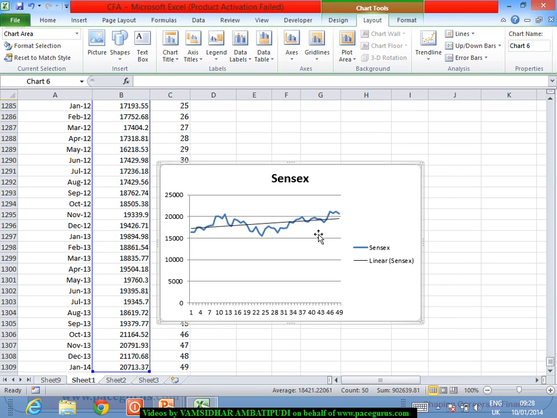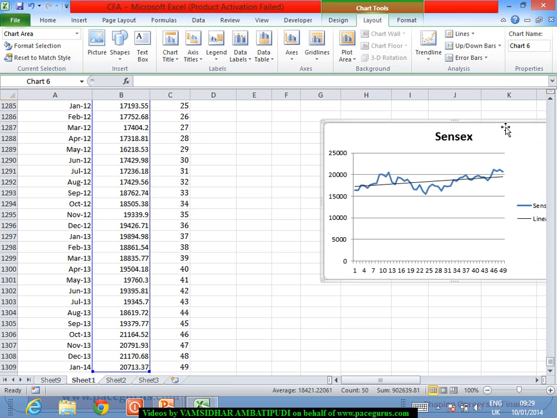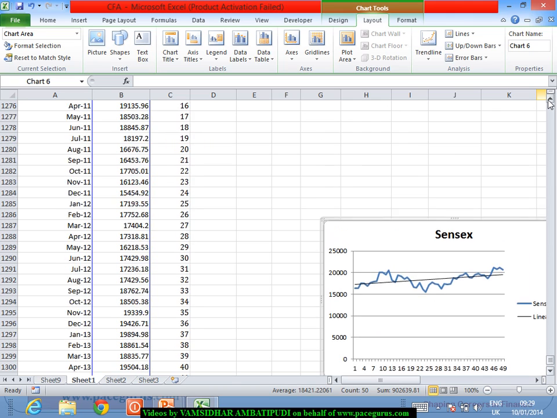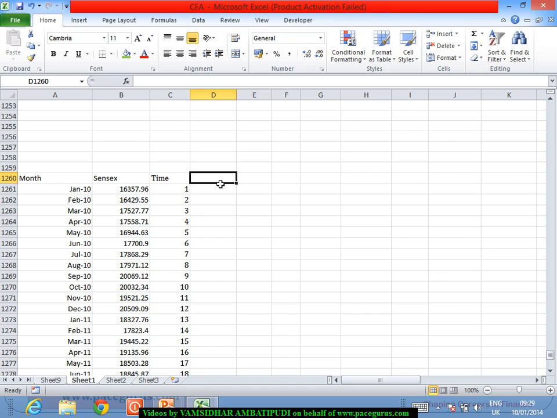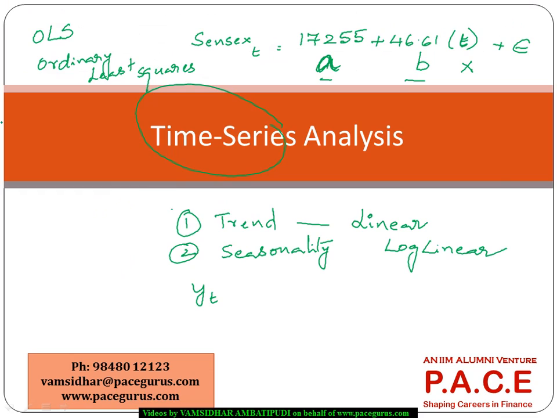So we have to really evaluate: is there any better model than the existing linear trend model, which is helpful in predicting the sensex value for the next period? The next item that we can think of looking at in any time series analysis is, okay, if the linear is not that great, why can't I look at a log linear kind of a model? That's the second thing I would like to look at.